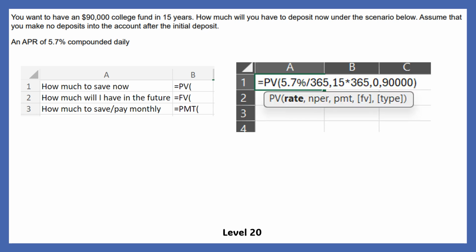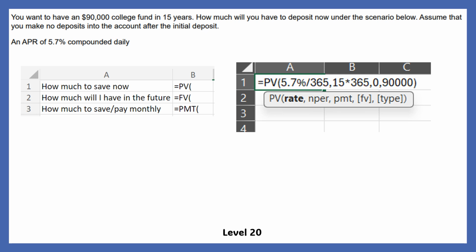What we're going to plug into the PV function is what it asks for. It asks for, one, the rate. And so we want to put the rate down as 5.7%. We can put percents in, or you could switch it to a decimal and do 0.057. But I want you to notice that since this is compounded daily, we have to divide by 365. If it was compounded monthly, we'd have to divide by 12. Notice for the number of periods, the N per, not only do we put the 15 for the 15 years, we also multiply by 365 so that we end up having, again, the compounded daily.